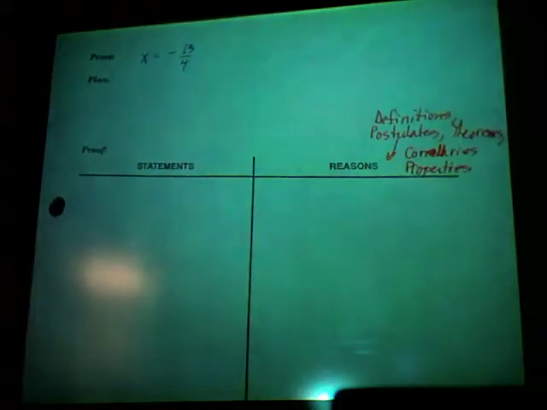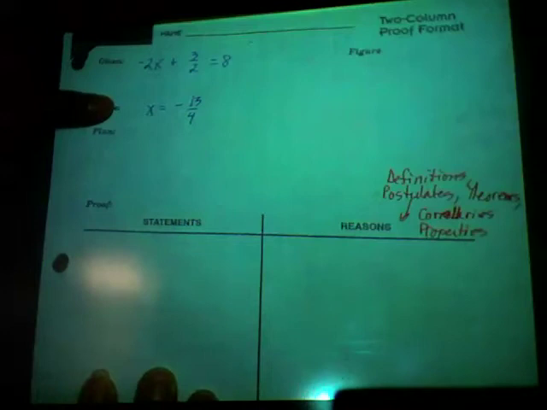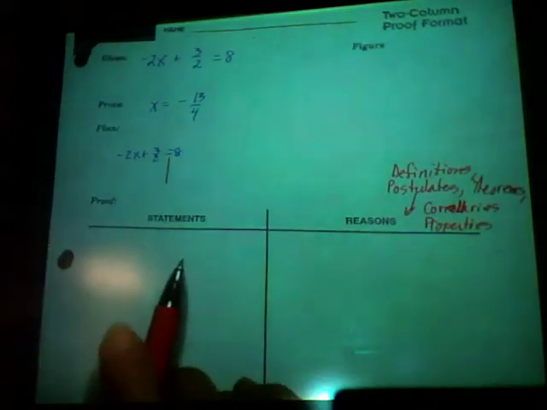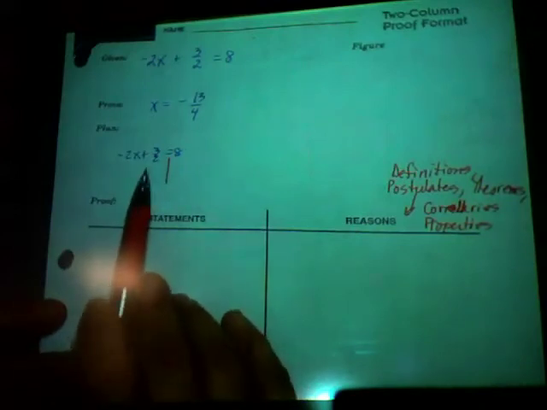Alright, so here's what our proof planning is going to look like. Whenever you're given this given, and you've got this proof, you have to ask yourself, how am I going to go from here to here? So algebraically, here's our plan. What would we do first? Algebraically. What's the first step that I could do? Yeah, we could subtract 3 halves from both sides.